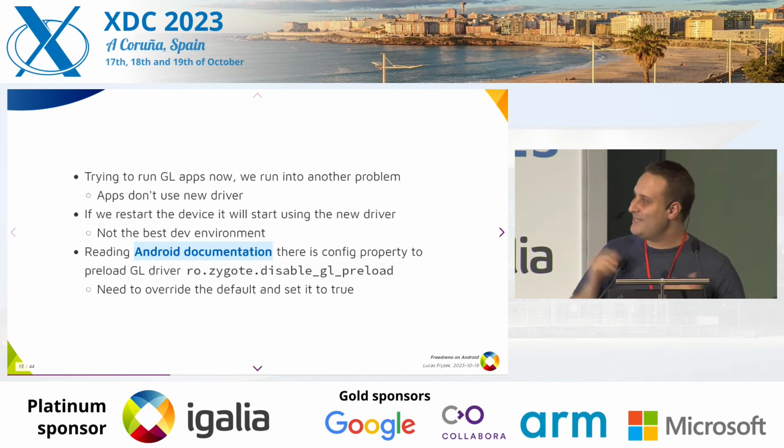So thankfully, there's a way to disable this preloading feature, and it's actually documented publicly within Android's documentation. There's this disable GL preload property in Android that you can override and set to true, so that anytime an application starts up on Android that's going to use OpenGL, it will reload the driver or the library.